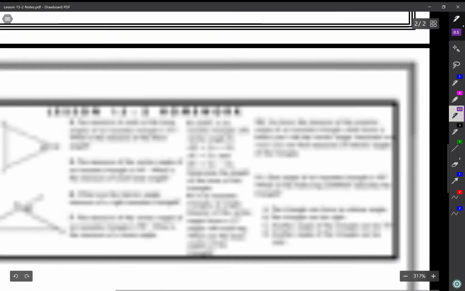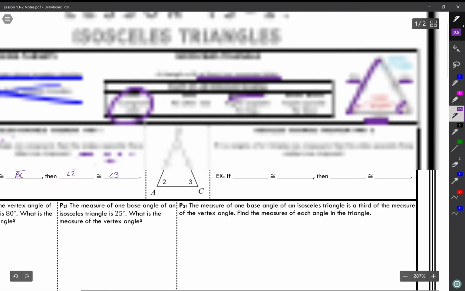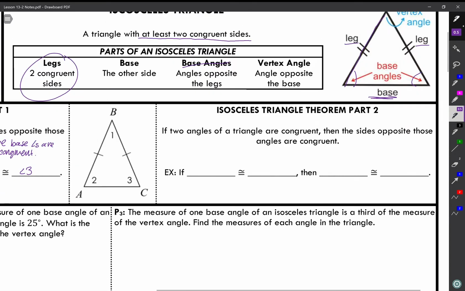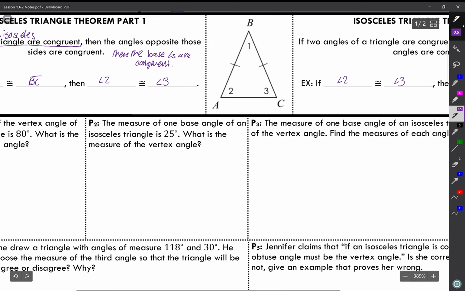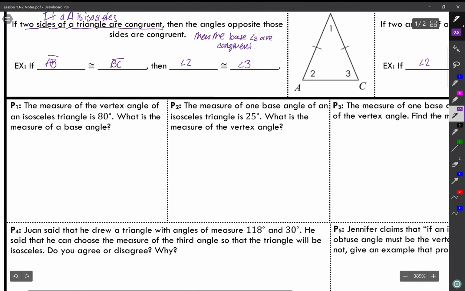For part 2, we are going to go the opposite direction. It says if two angles of a triangle are congruent, then the sides opposite those angles are congruent. So if angle 2 is congruent to angle 3, then the sides opposite are AB and BC, and they are also congruent. So when we're given a triangle and we only know that two angles are congruent, I can say it's isosceles, and I can find which sides are congruent because they're opposite the two congruent angles. All right, so let's use these two theorems to solve some problems.